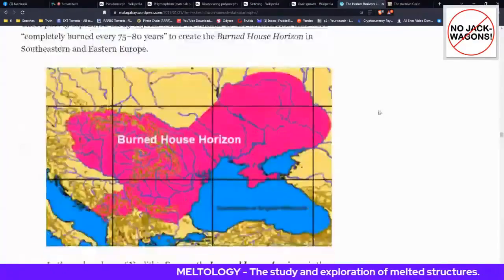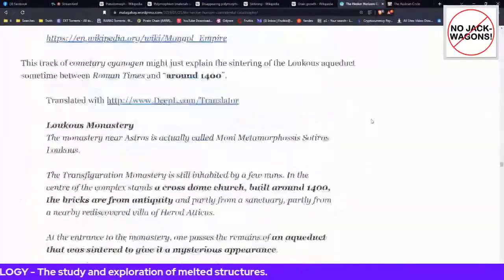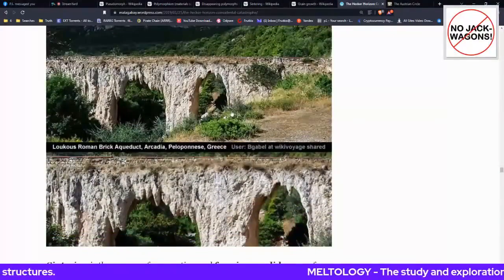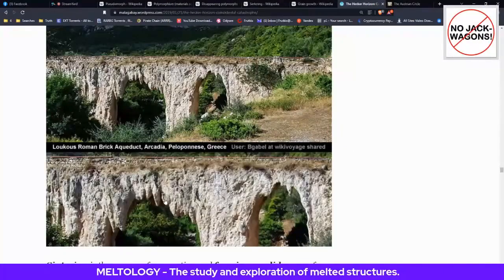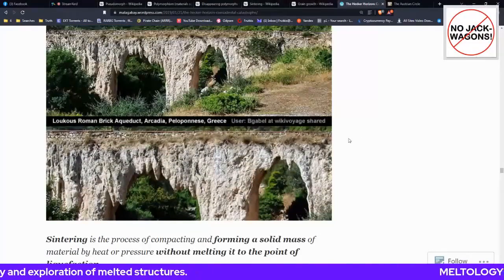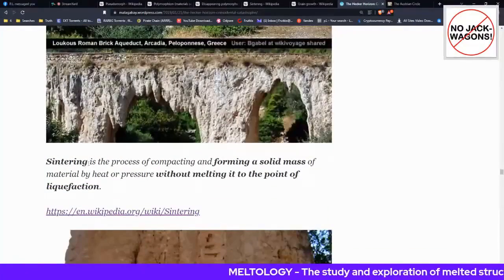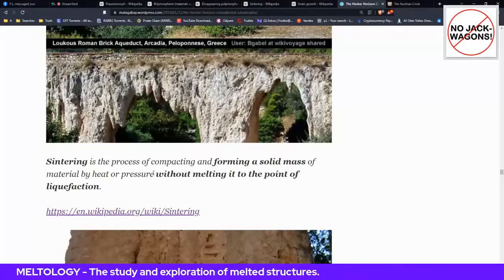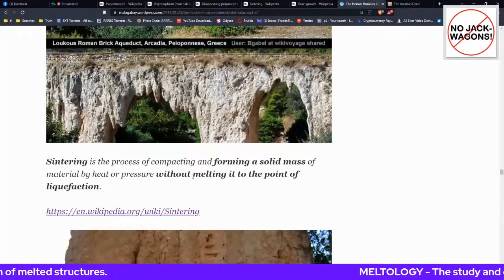Yes. But that's not the thing that brought me here. The thing that brought me here was this place. Oh my God, look at this. I will show better pictures later, but this is an aqueduct. Melted. It's a melted as fuck aqueduct. And then I saw this: sintering is the process of compacting and forming a solid mass of material by heat and pressure without melting it to the point of liquefaction. So, boom, baby! This was interesting.